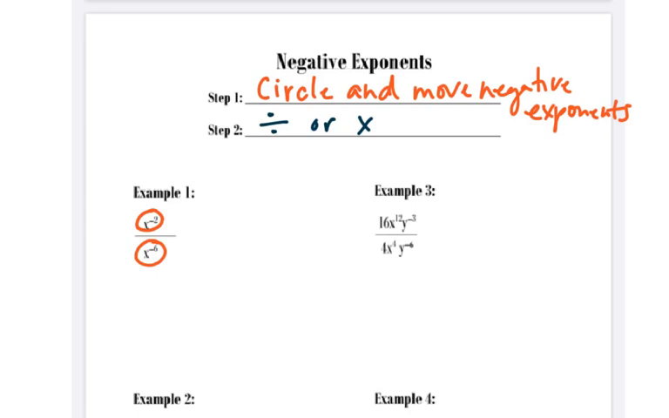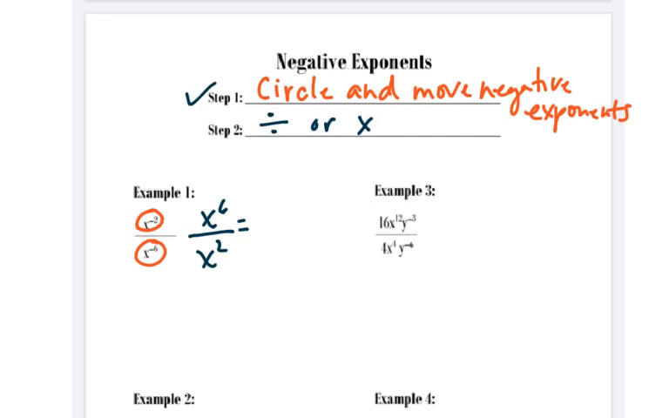So we start by circling the negative exponent and move it to the other floor. So x to the 6th was unhappy on the first floor, so I moved it into the second floor. X to the 2nd, unhappy on the second floor, so I moved it into the first floor. So now I have no negative exponents, so step 1 is done.